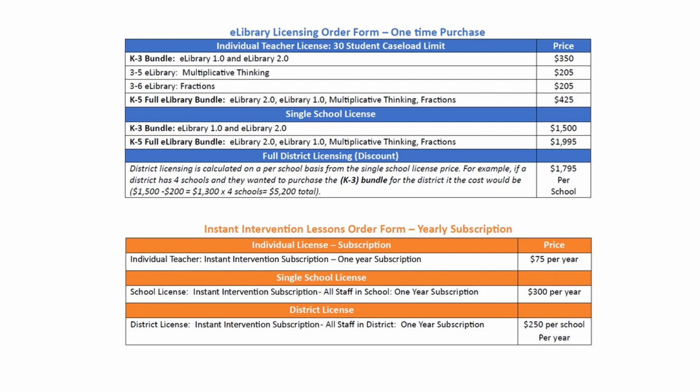For a single school, if a school has multiple people using it, it's $300 a year for the school. If there are 30 teachers at the school, 30 teachers get access. If there are 50 teachers at the school, 50 teachers get access.